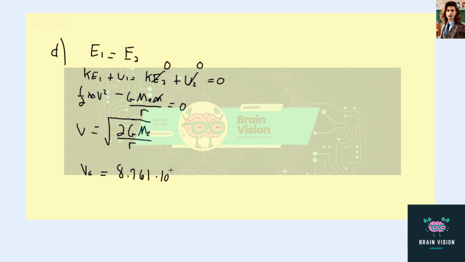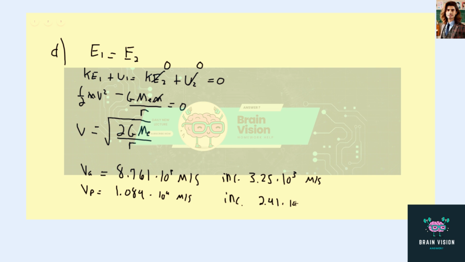8.761 times 10 to the third meters per second. And when we compare this to the original value in orbit, we find that this has increased by 3.25 times 10 to the third meters per second. And we do the same thing for point P. So we plug in just RP for r, and we get 1.084 times 10 to the fourth meters per second. And that is an increase of 2.41 times 10 to the third meters per second.